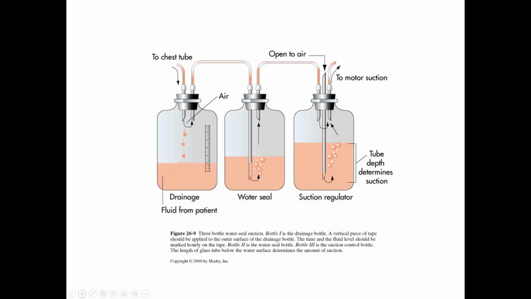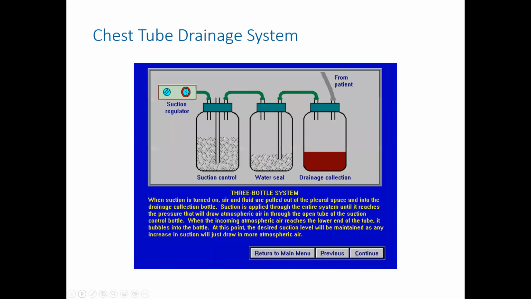The water seal is to prevent, again, the backward transmission of the suction. And then the suction regulator. The tube depth, so it's not actually a tube, but the functioning is the same, determines the suction. It's not the suction at the wall, it's the tube depth.